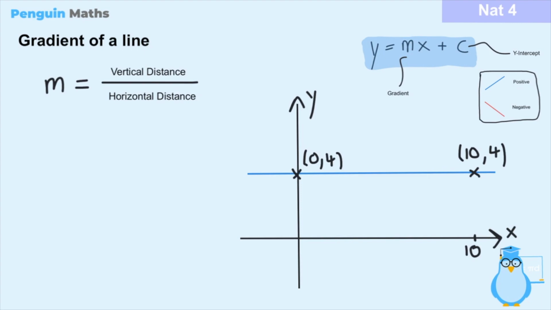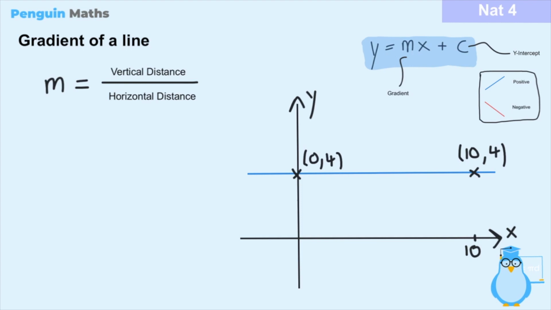Okay, so for this next example, we have a line here and we're asked to find the gradient, and the points we are given are 0, 4 and 10, 4. So if we want to find the gradient, we have to find what is the vertical distance and what is the horizontal distance. Well, the first thing to notice is that both of these points have the same y coordinate within them. They both have 0, 4 and 10, 4. They both are in line with this point 4 on the y-axis.